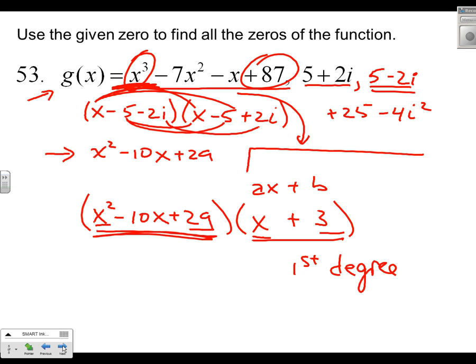So use the given 0 to find all the zeros of the function. Have we done that? Yep, here's a 0, 5 plus 2i, here's a 0, 5 minus 2i, and my last 0 comes from this factor, negative 3.